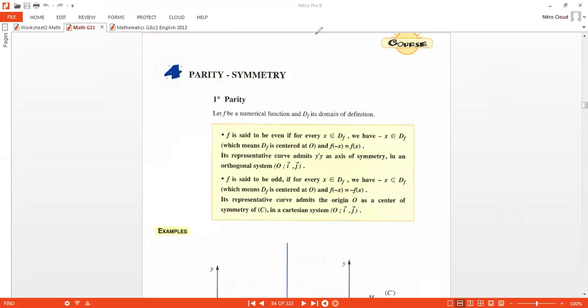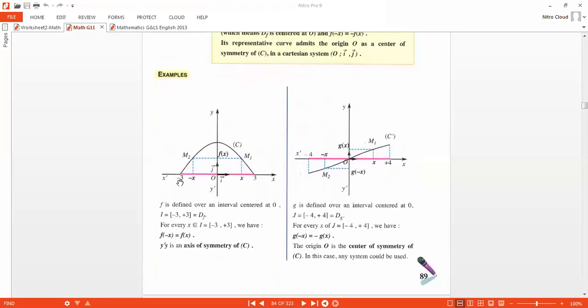Look at these figures here. Look at the first example. The first example is an even function because, as you can see here, we have the y-axis as an axis of symmetry. And here we have an odd function because, as you can see, the center O is a center of symmetry. So till now in class, we have talked about the domain of definition and the parity.